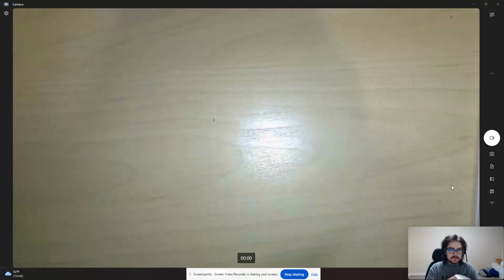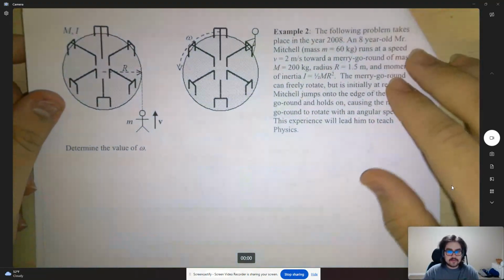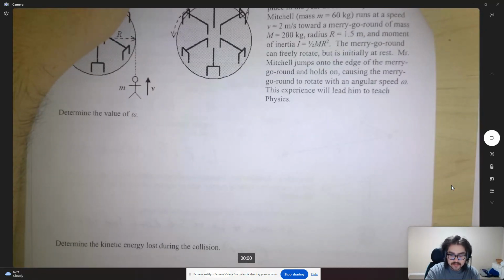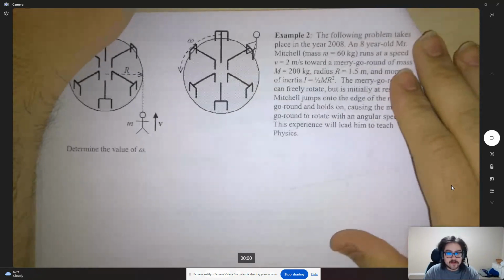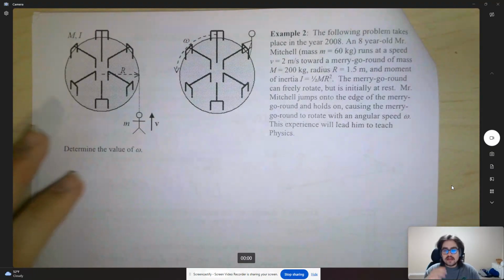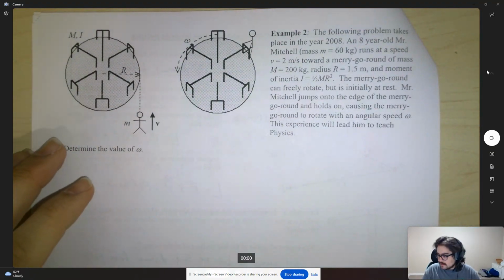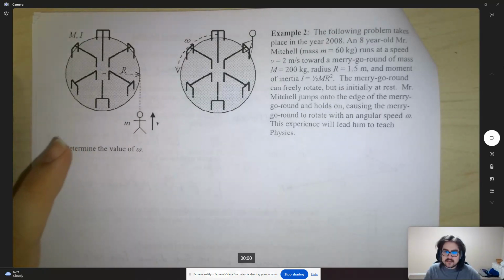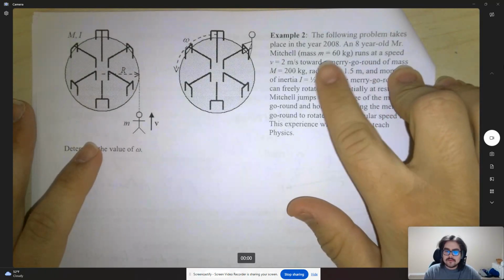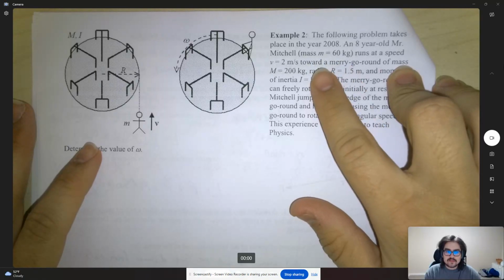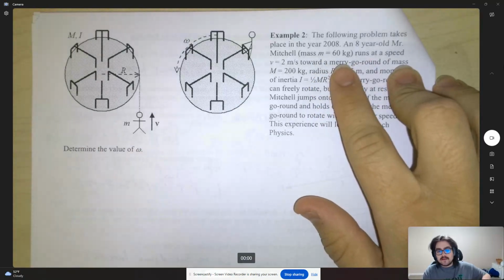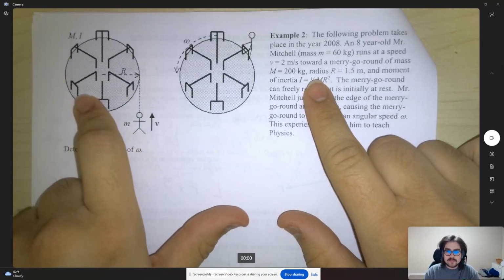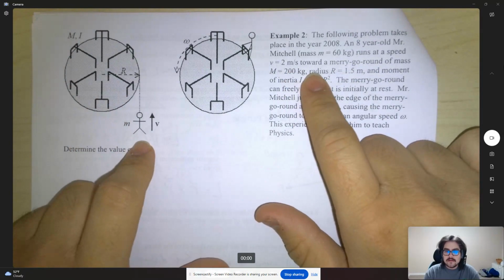Let's take a look at this one. There's a little merry-go-round, I guess you could call it a merry-go-round. I can't think of another name for it. And the problem involves me. A person of mass 60 kilograms, it's me, is running towards the merry-go-round at a speed of v equals 2 meters per second.